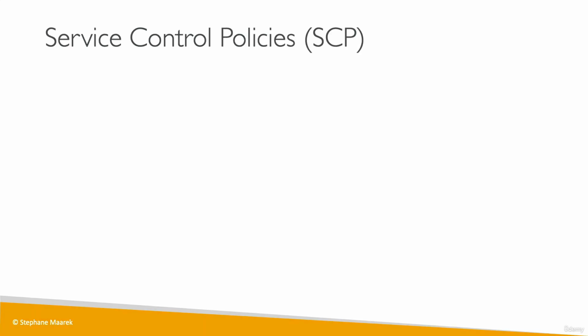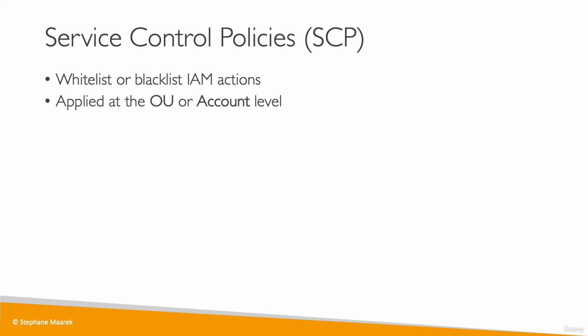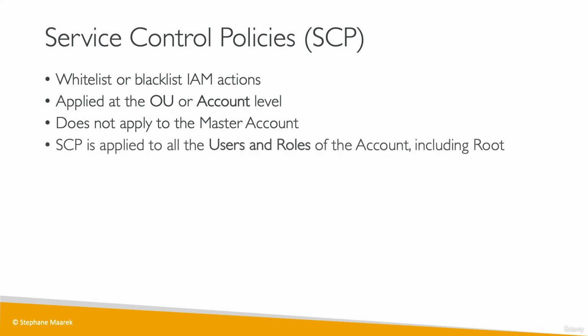Hope that makes sense. There is something called a service control policy, or SCP. It allows you to whitelist or blacklist IAM actions applied at the OU or account level, but it doesn't apply to the master account. The SCPs have no effect on the master account. We'll see an example very shortly. They can be applied to the users and the roles of the account, including the root. So if you apply an SCP onto your account within an OU, and you say you cannot use EC2, even an admin within an account cannot use EC2. But the SCP does not apply to service-linked roles.